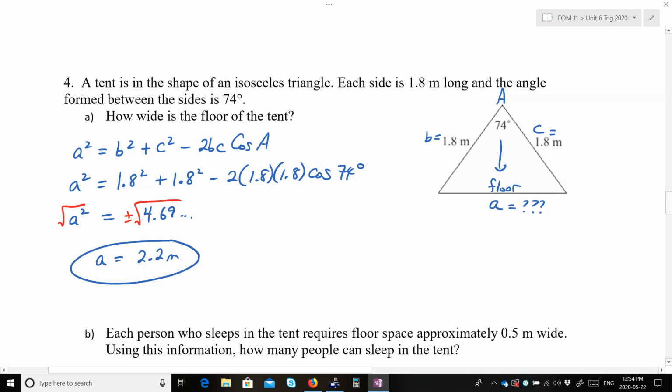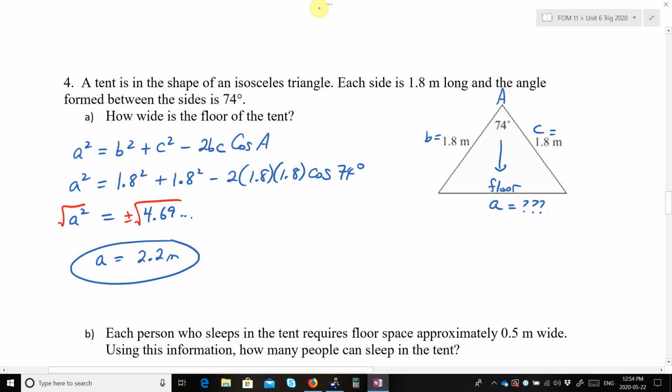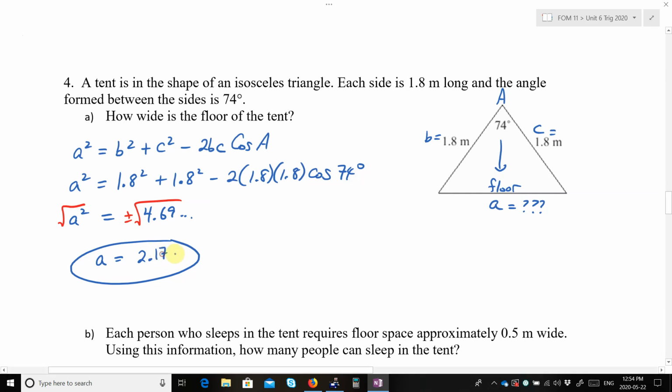Oh, I notice in 4A they have the answer to 2 decimal places. That's 2.16 with a 6 beside it, so that would round up to 2.17, which they have in the answer key. Okay, 2.17 meters wide.